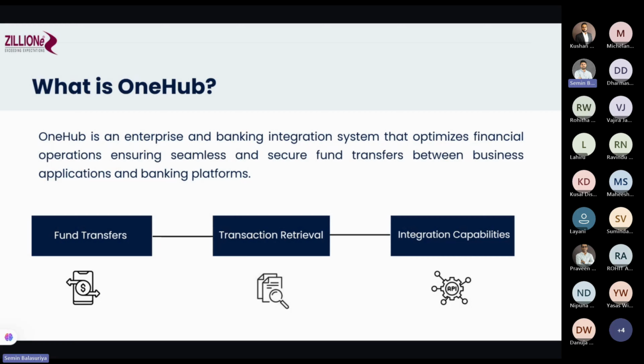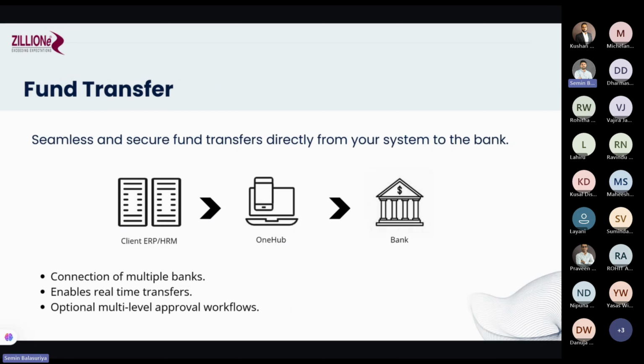So we have built it upon three main components. One is the fund transfers, the next one is the transaction retrieval, and then integration capabilities, meaning that we can integrate OneHub with any ERP system or any business application, as well as we have the APIs that we want to integrate.